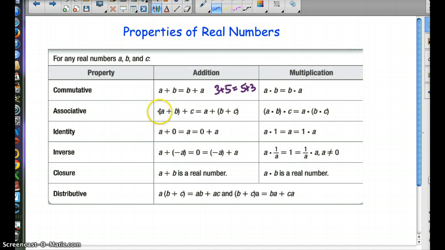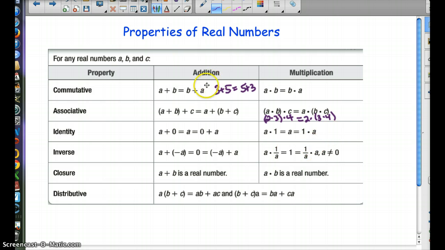Associative, how I remember associative is the parentheses change or they move. So we can go over here. So like 2 times 3, if I did that first and then I took that times 4, is that going to be the same as if I were to take 3 times 4 and then times it by 2? Order of operations. Yeah, you're going to get 24 each time.